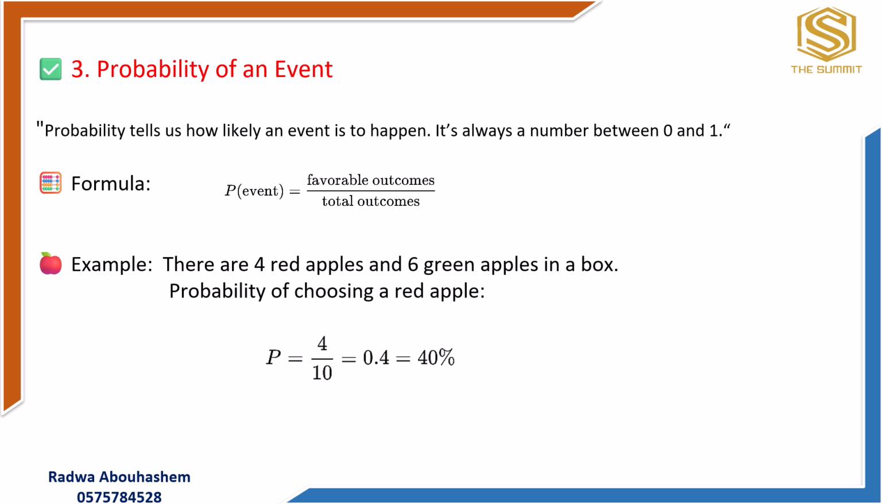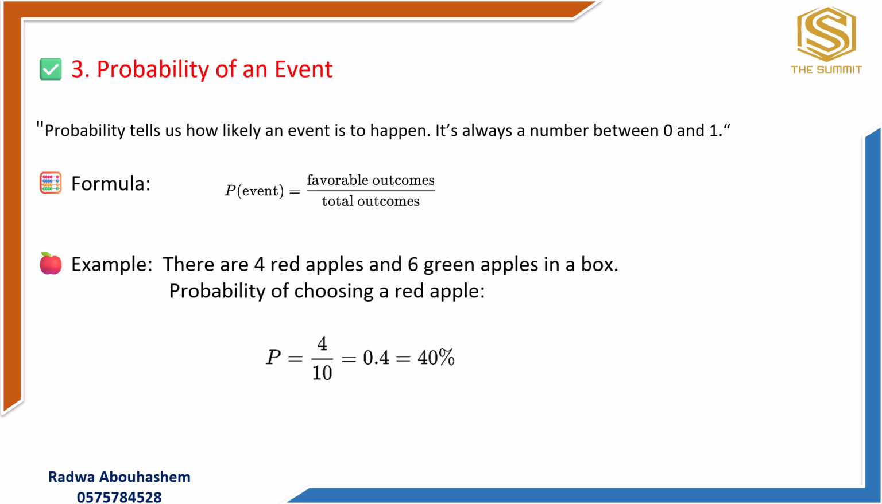Now, what is the meaning of probability? Probability tells you how likely an event is to happen, and it's always a number between 0 and 1. So the formula for it is favorable outcomes over the total outcomes. Let me give you an example here.